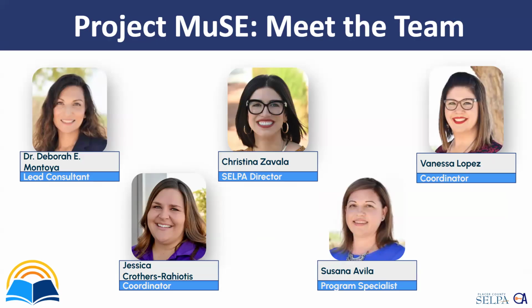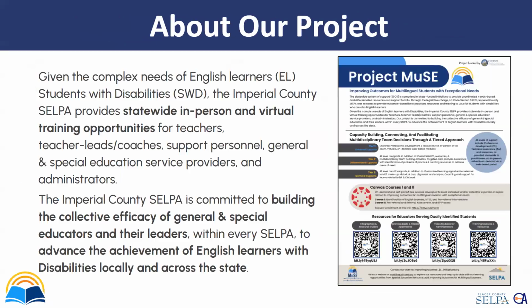So my name is Vanessa Lopez, and I'm one of 5 members of Project MuSE out of Imperial County, where our focus is improving outcomes for multilingual students with exceptional needs. On the next slide, you will find a one-pager that I will not go through. You can read through it at some other time, but you'll be able to have some basic information about our project, and you'll find there linked some of our top hits, so to speak, related to resources.